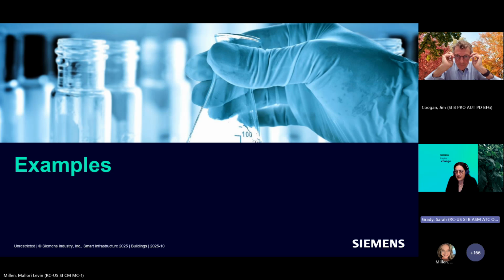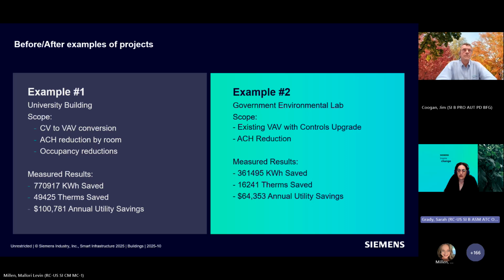So what I've put together next are a couple different examples where we have done facility improvements. Go to the next slide. I've got two different examples here, and these are retrofit laboratories. Just to give an idea, the first one is a university building. This was one where we did a constant volume to variable volume conversion. We did an air change rate reduction room by room, working with the university to determine what the safety risks are and what they could safely reduce to.